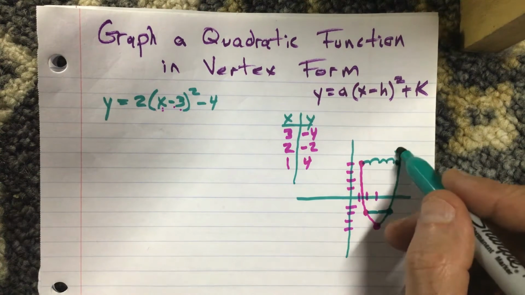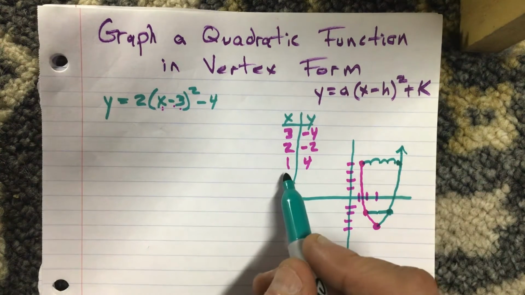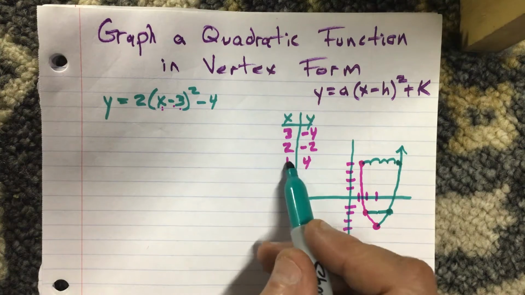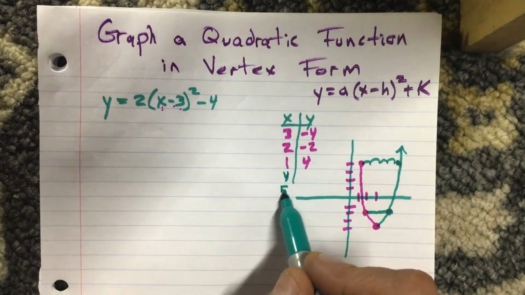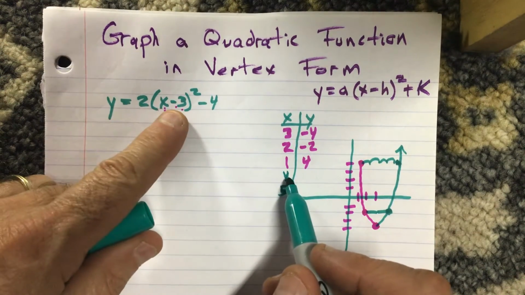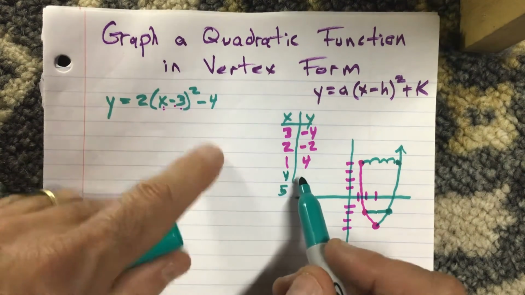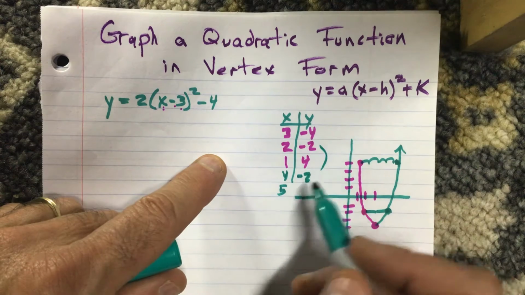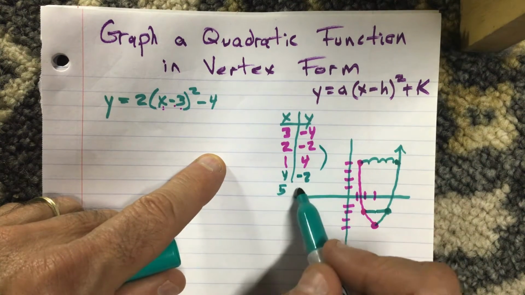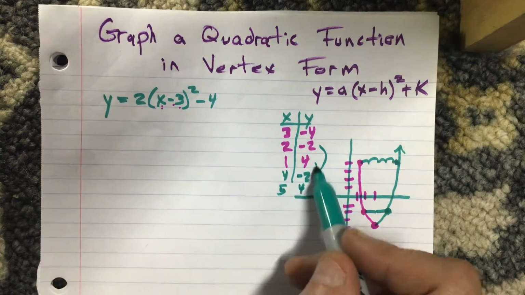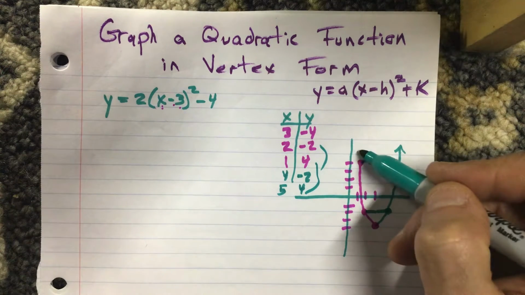You can verify these by plugging in. Instead of 3, 2, 1, I could have gone 3, 4, 5. When I plugged in 4, 4 minus 3 is 1. 1 squared is 1, times 2 is 2. 2 minus 4 is negative 2, and you can see I get the same answer. And if I plugged in 5, I'd also get 4, so same solution again. And that's the other side of the parabola.